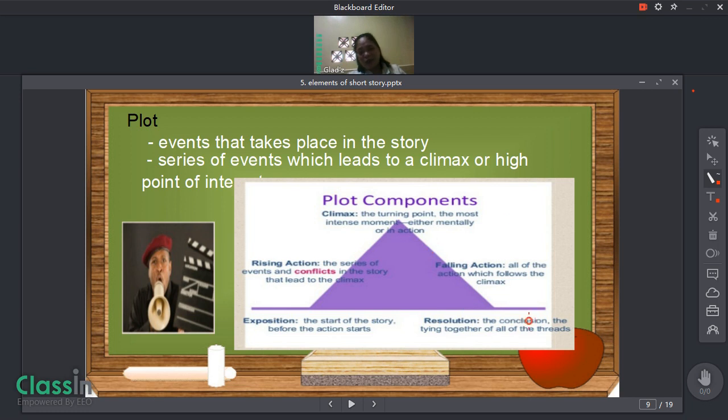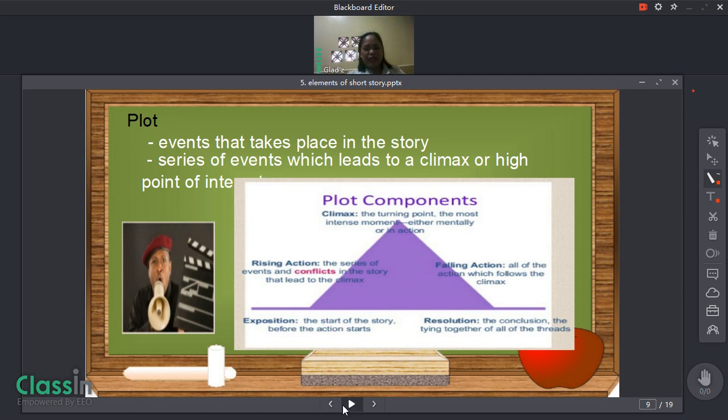And then let's go down to the base again, which is the resolution. The resolution is now the conclusion, the tying together of all of the threads in the story. It is the finale, or the final moment in the story, so the ending of the story.